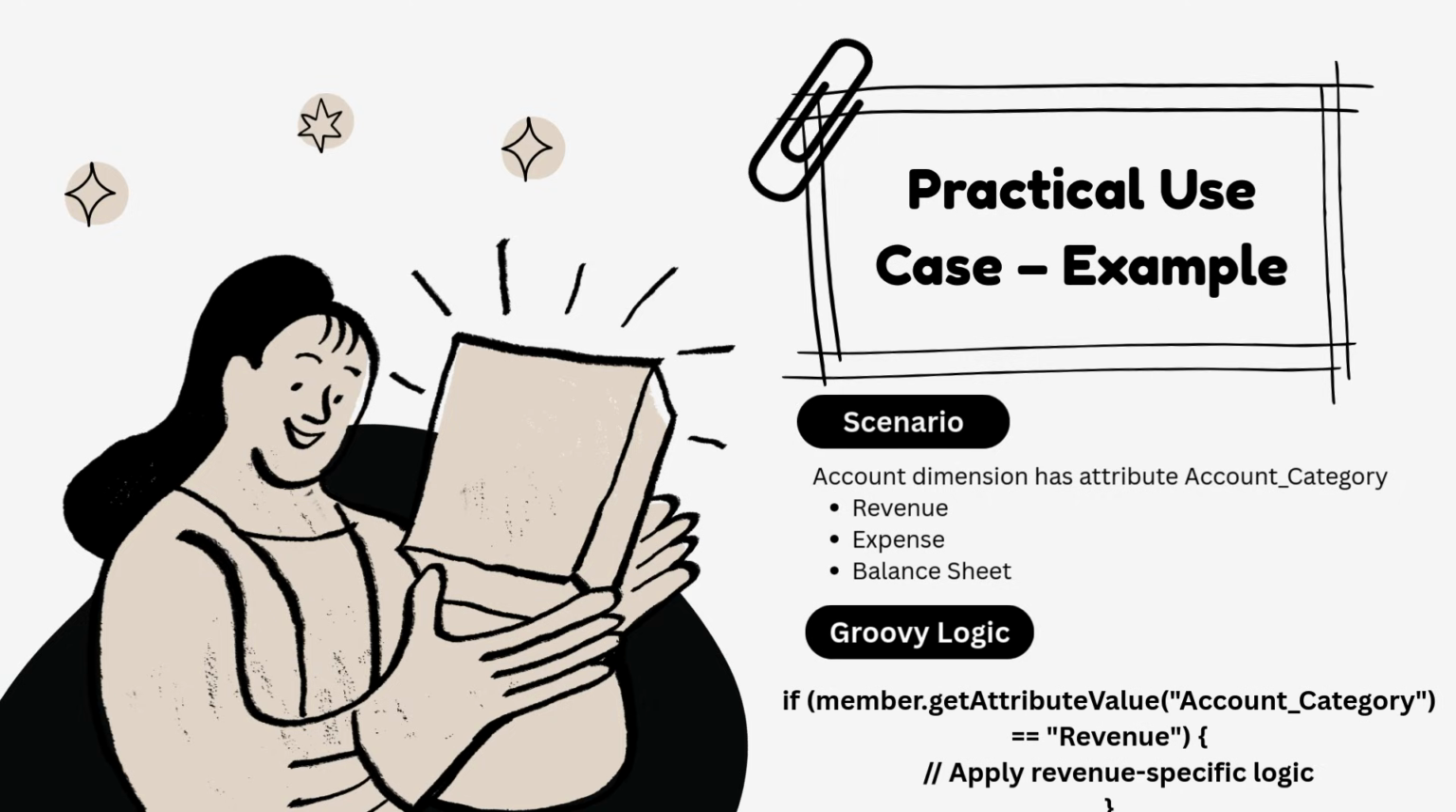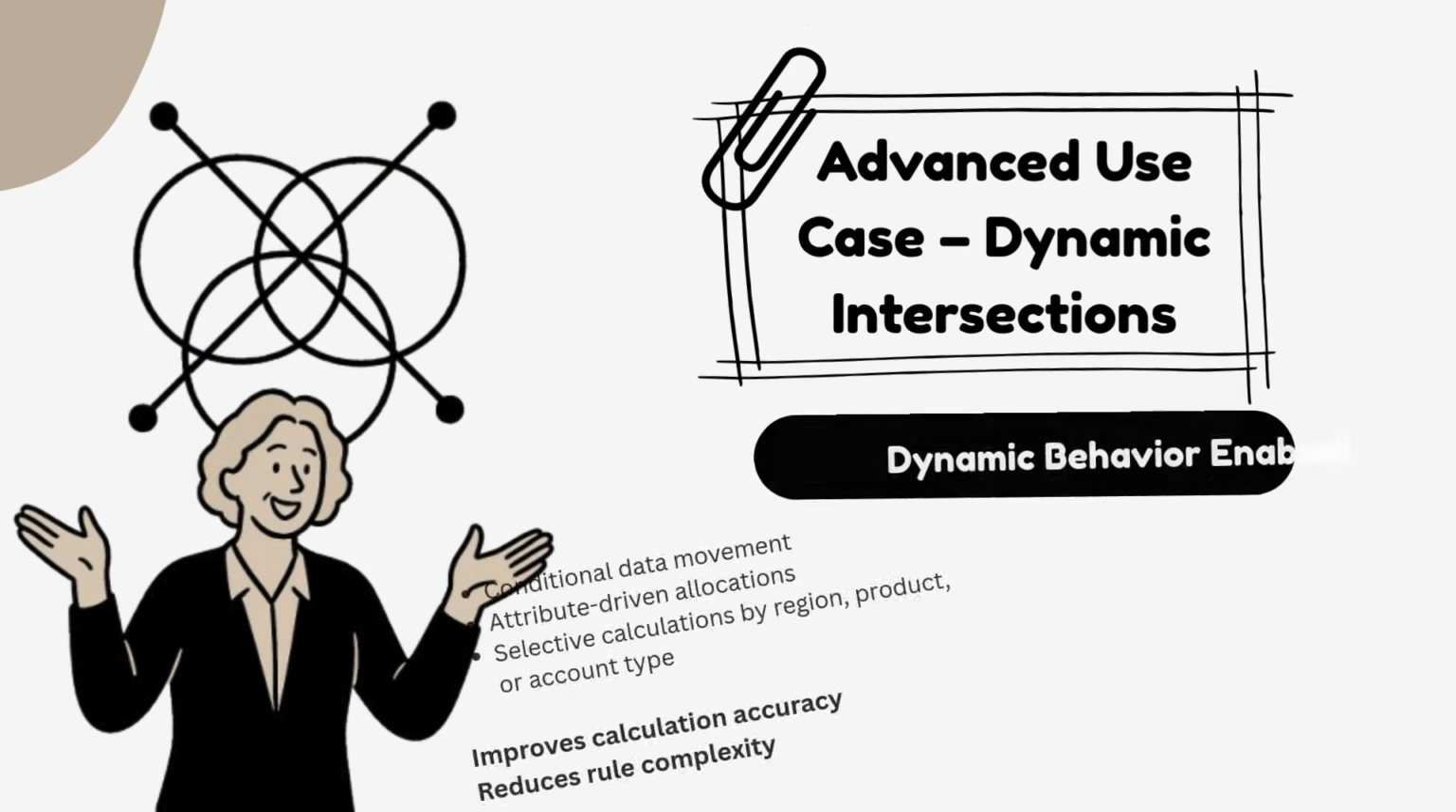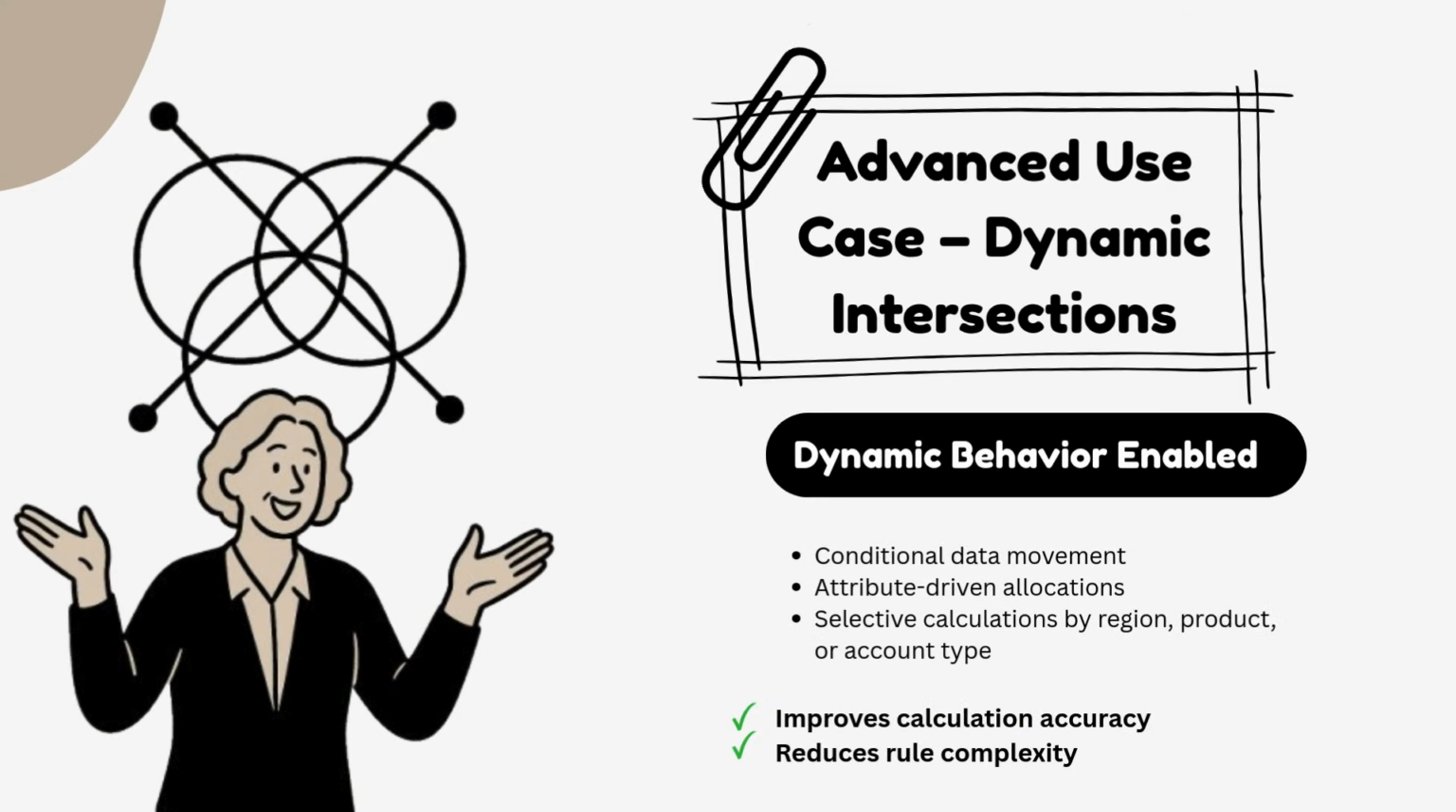In advanced scenarios, getAttributeValue enables dynamic control over data intersections. Based on attribute values, the rule can decide which dimension combinations should be calculated or ignored. This leads to optimized performance, reduced calculation volume, and more precise business logic.